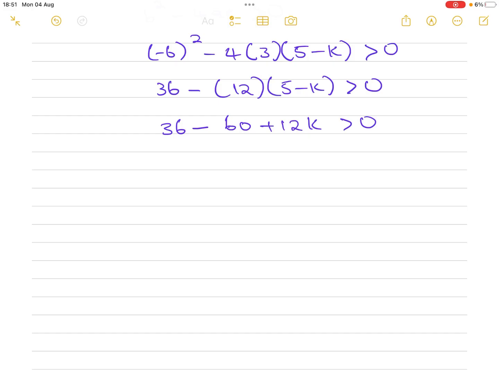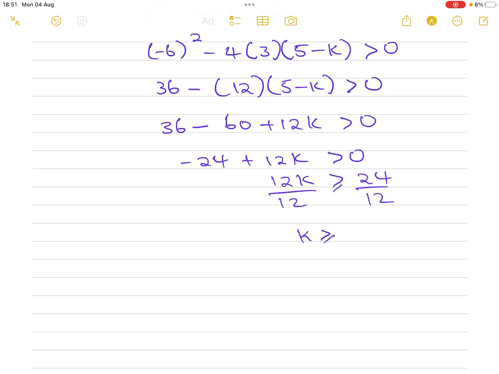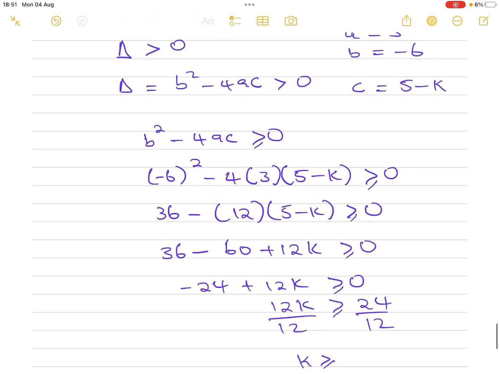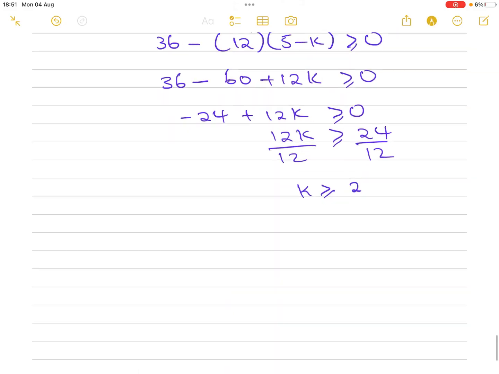So what I'll be doing now, when I subtract, I'll have 36 minus 60, which is minus 24. Yes, minus 24 is correct. Plus 12k is greater than 0. Taking this to the other side, I have 12k greater than 24. Divide both sides by 12. So my k has to be greater than or equal to 2.